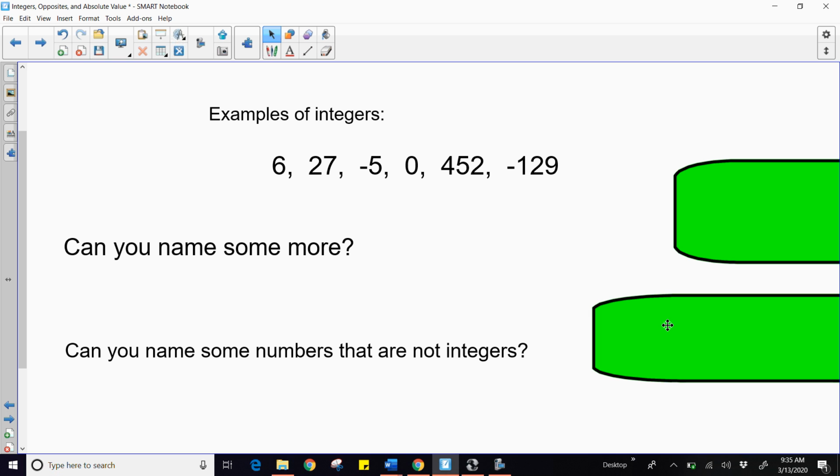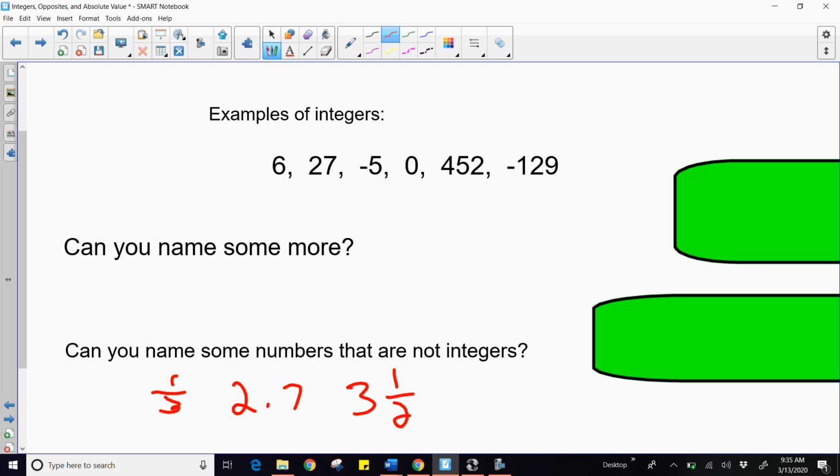And what about numbers that are not integers? Just like I said earlier, 1/3 is not an integer. 2.7 is not an integer. 3 1/2. These are all not integers. Okay, so there's the difference.